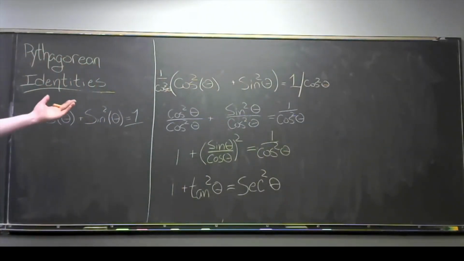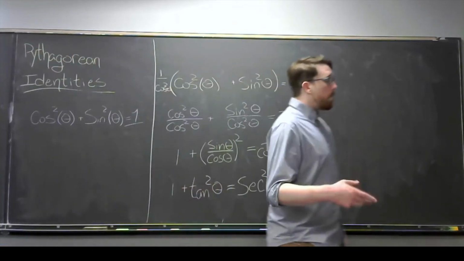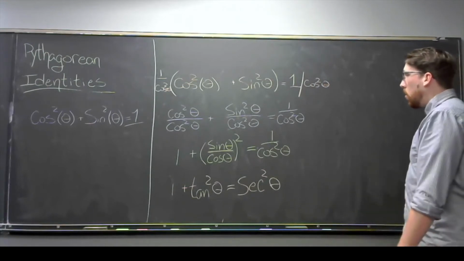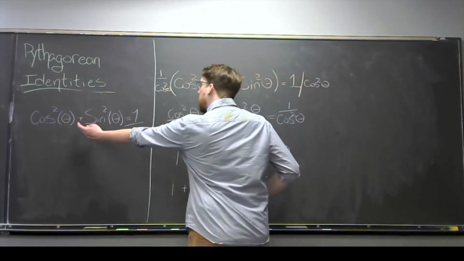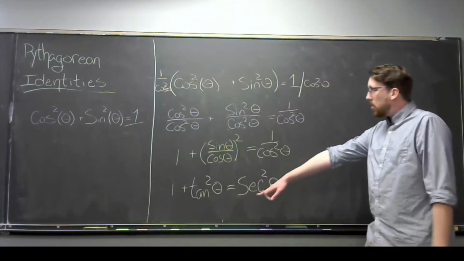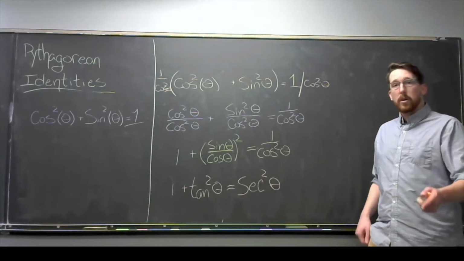So we just derived the first of the two identities. By dividing everything by cosine squared, we can show that cosine squared plus sine squared equal to 1 leads to 1 plus tangent squared theta equal to secant squared theta.